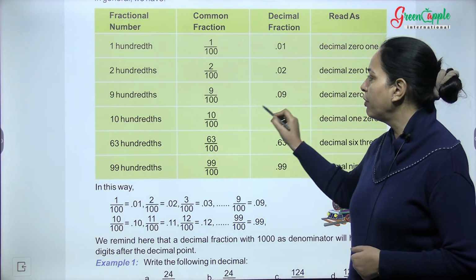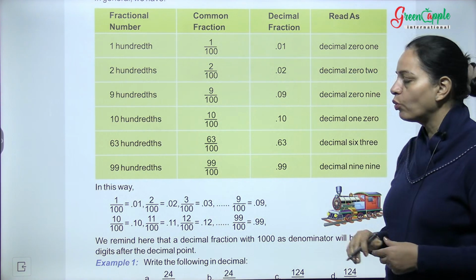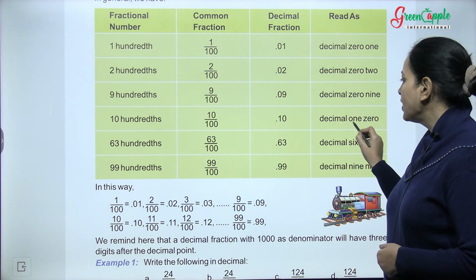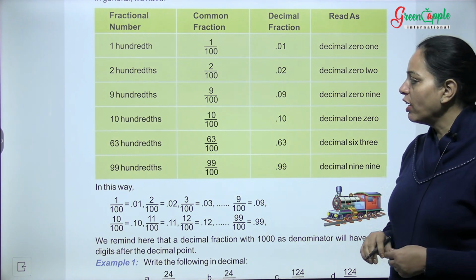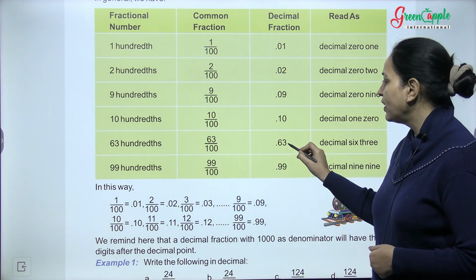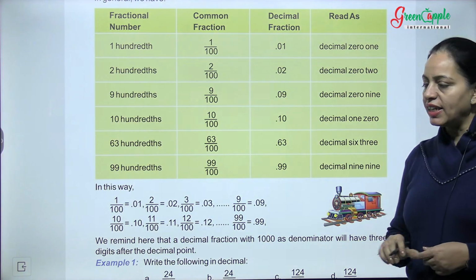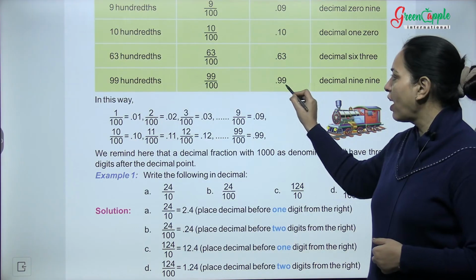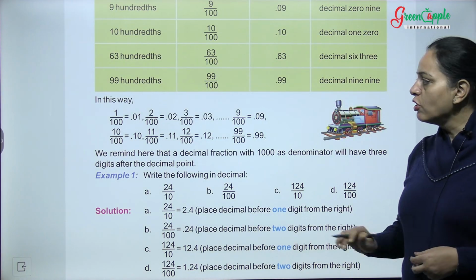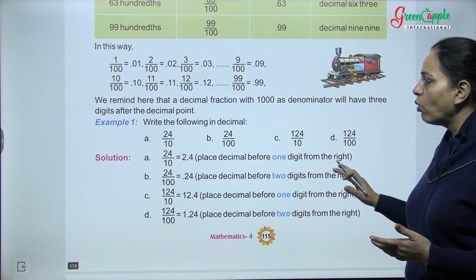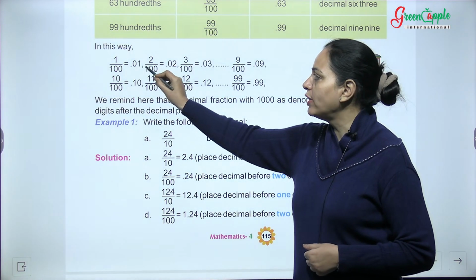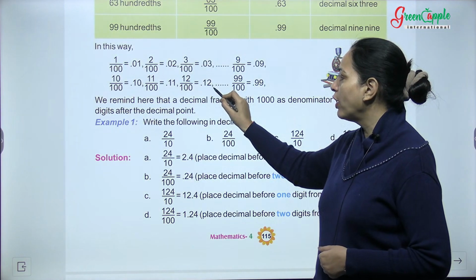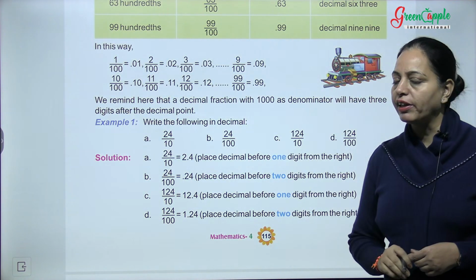9 hundredth, 9 upon 100, 0.09, decimal 09. 10 hundredth, 10 upon 100, 0.10, decimal 10. 63 hundredth, 63 upon 100, 0.63, decimal 63. 99 hundredth, 99 upon 100, 0.99, decimal 99. So in this way we are getting 1 by 100, 0.01, 2 by 100, 0.02, 12 by 100, 0.12, 99 by 100, 0.99.